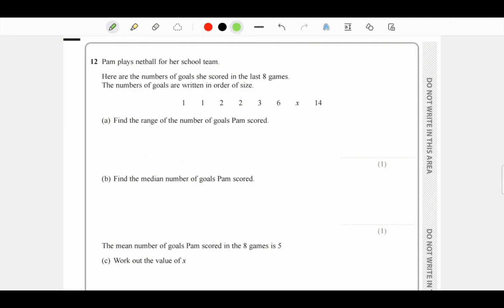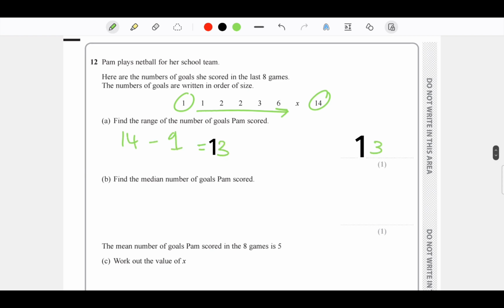Pam plays netball for her school team. Here are the number of goals that she scored in the last 8 games. The number of goals are written in order of size. Alright, so that means it is in ascending order. So 12a, find the range of numbers of goals Pam scored. So range means the highest value minus the lowest value. In our case right here, the highest value is 14 and the lowest is 1. Therefore 14 minus 1 would be the range of the goals Pam scored.